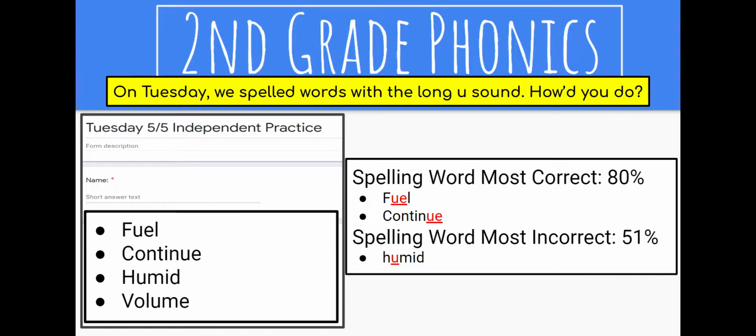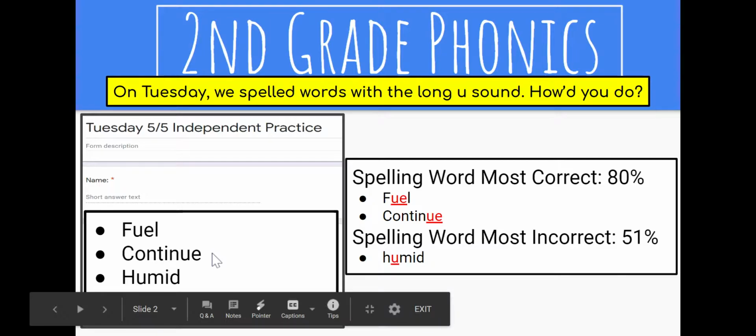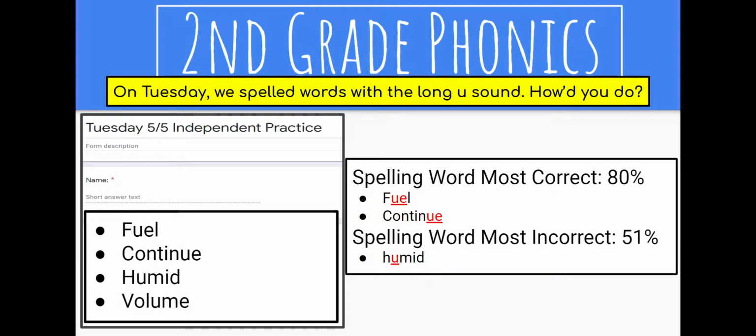Now, there was one word that only 50% of second graders spelled correctly: humid. Humid is spelled with one long U. The other word that Kipsters did pretty good on, about 67% of Kipsters spelled volume correctly. Volume is spelled V-O-L-U consonant E. But I was very pleased at the results, Kipsters.